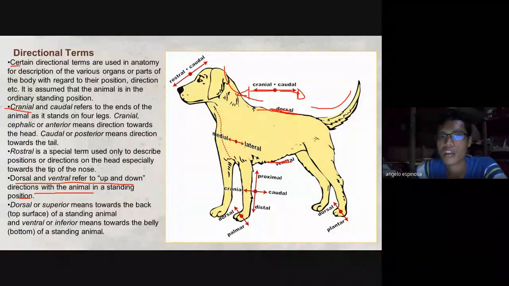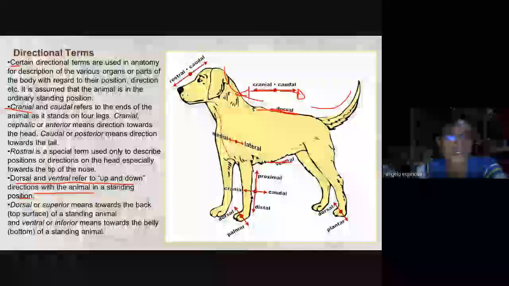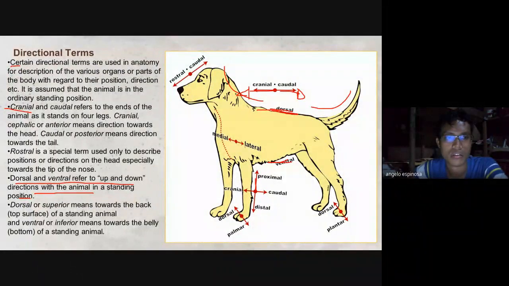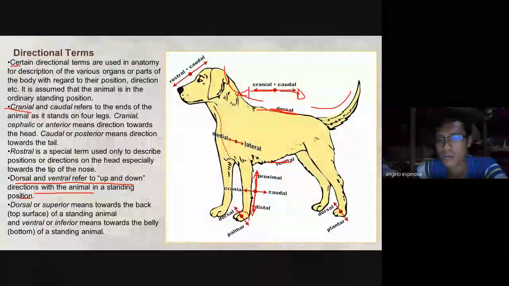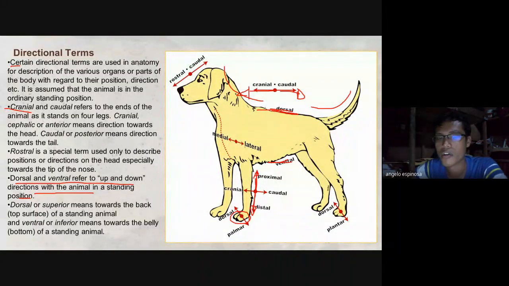And then here is proximal naman, this one here, proximal. Proximal naman, that is towards the body, okay? And then we have the distal that is going down to the paw of the animals. Okay, that's how you're going to identify it.